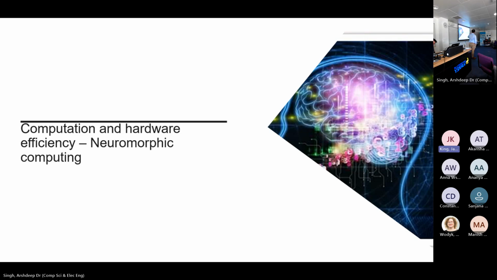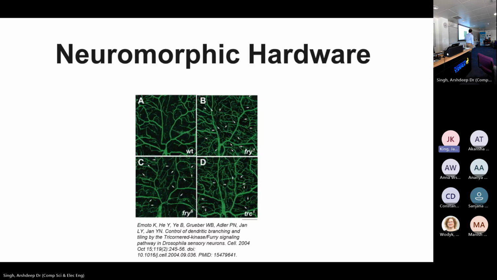So today I'm going to talk about neuromorphic hardware. Some people might have heard about that before, some people might maybe not, but hopefully by the end of the talk you'll have a good understanding of what neuromorphic hardware is and why we might need it for reasons of sustainability. So yes, neuromorphic hardware.